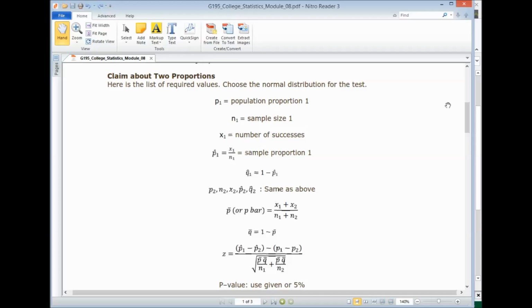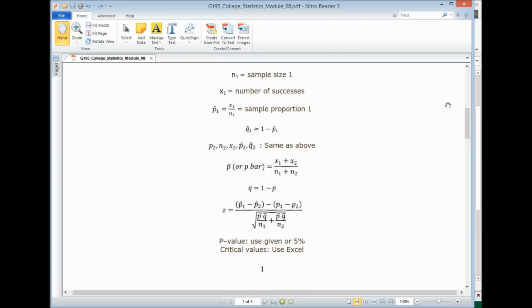And then since there are two sets of data, you do the same thing for p2, n2, x2, p2 hat, and q2 hat. And if you're testing about the proportions, you will have to calculate what we call the p-bar. And the formula for that is x1 plus x2 whole thing divided by n1 plus n2. And then as you can guess, q bar is 1 minus p bar. We'll use that z as a test statistic, and the formula for that is here. It's kind of long, but we'll use Excel to figure that out. And we're going to be using the p-value method. Alpha is typically 0.05, and we'll use Excel to do the calculations.